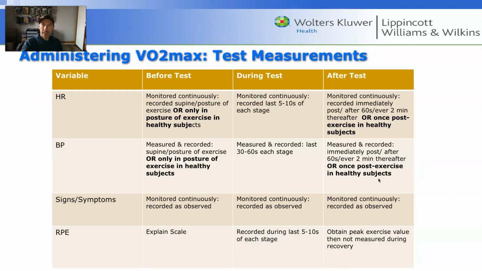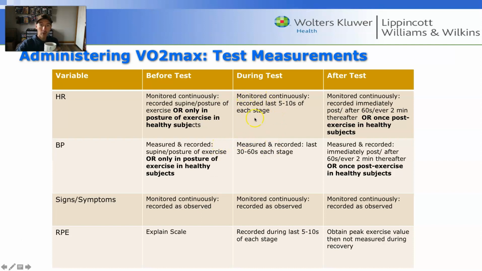So there are some things we want to measure before, during, and after the test. We're always going to measure resting heart rate and resting blood pressure. Blood pressure is measured to make sure that the person's blood pressure is at a safe level. You don't want to have somebody do max exercise if their blood pressure is elevated above a certain number pre-exercise. We're always going to monitor the signs and symptoms, like are they experiencing chest pain, leg pain, etc. And if anybody ever experiences anything like that, you just stop right away, okay?